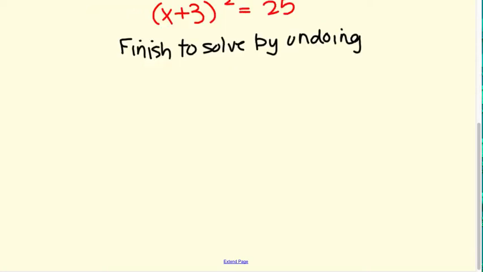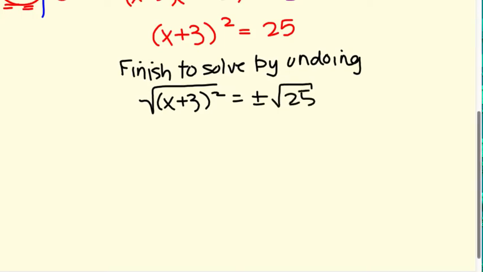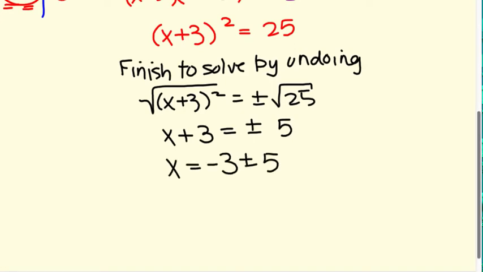So to undo solving this equation, we're going to square root both sides. Don't forget the plus or minus. What we're left with on the left is x plus 3. And on the right is plus or minus, the square root of 25 is 5. Last step is subtract 3 from both sides. And you get x equals negative 3 plus or minus 5.